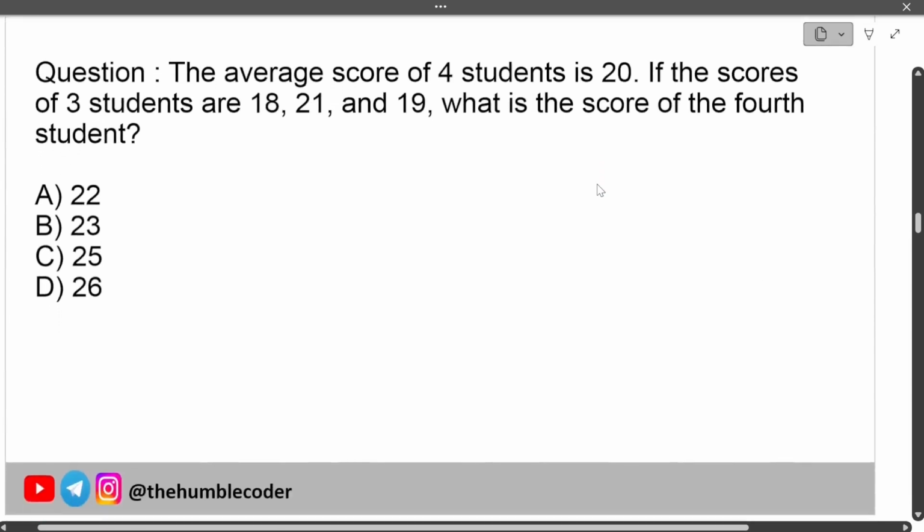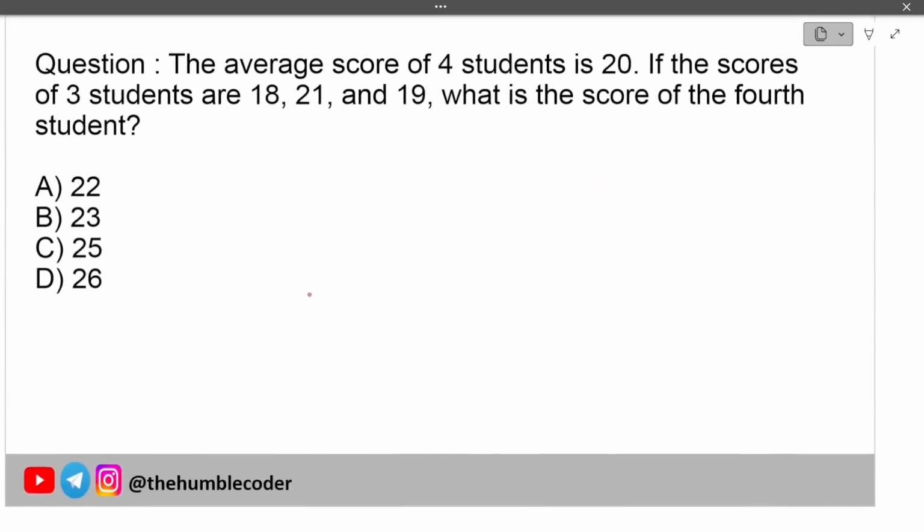The next question that we have is based on average. So let's try to solve this. The average score of 4 students is 20. If the scores of 3 students are 18, 20 and 19, what is the score of the fourth student? Now this is again a bit of a tricky question if you have not practiced it before. So let's see how we can do that.